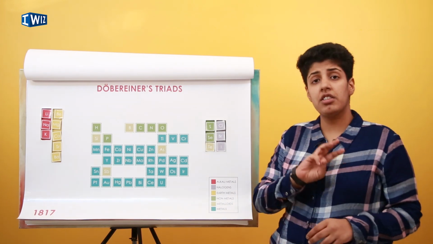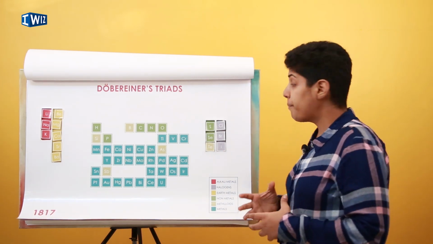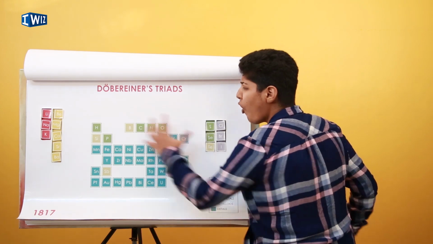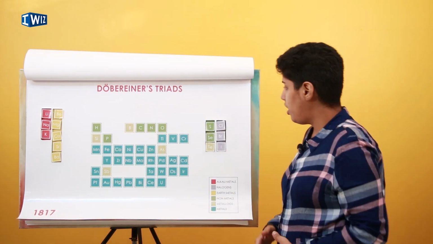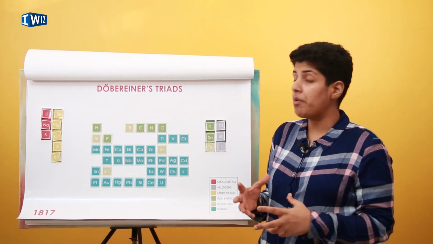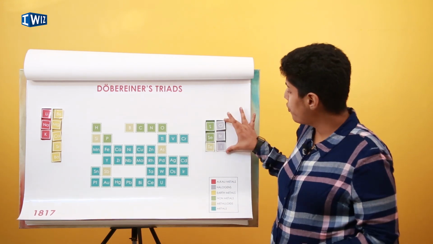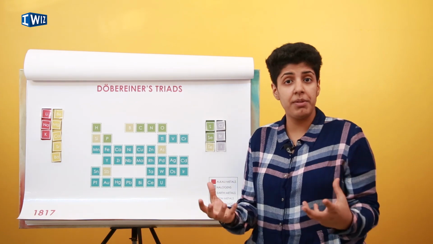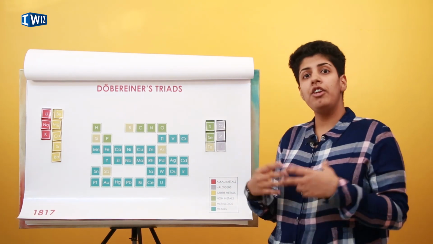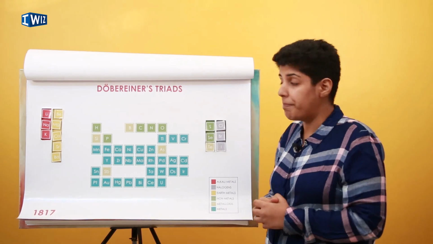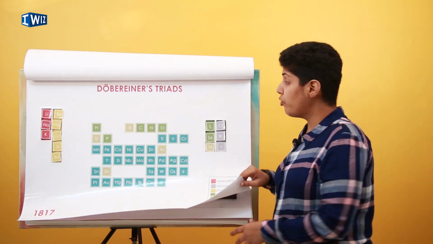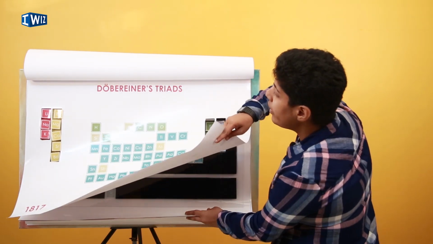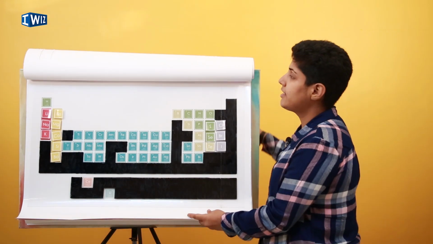Now he just gave us 3 triads, but this did not help us understand all the other elements over here. This did not help us understand what else is going on. If you do form a triad, you understand, okay, the 3 of them have similar properties. But it wasn't very useful to predict how elements would behave.